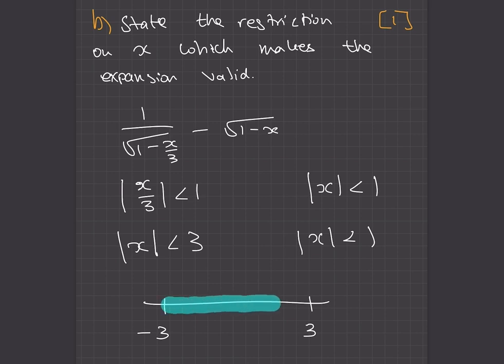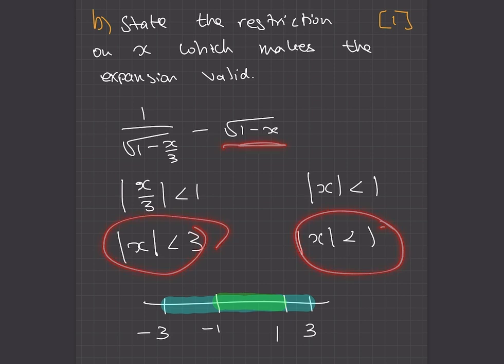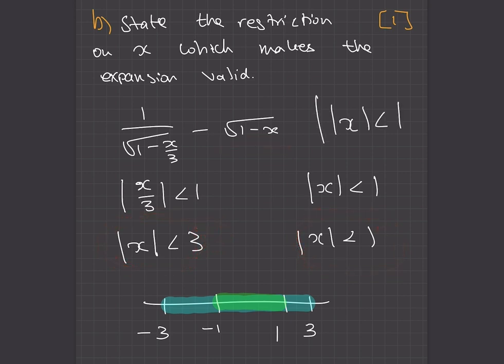So this is if the absolute value of x is strictly less than 3. It's in this interval. And if it was minus 1 and 1, then we need it to be in this smaller interval. And the only part that overlaps is between minus 1 and 1. So basically, if the absolute value of x is less than 1, then we also know that it must be less than 3. So that means that the restriction has to be this one. Because if it was this one, this expansion might not be valid. So the final part should be x is strictly less than 1. That's our answer.